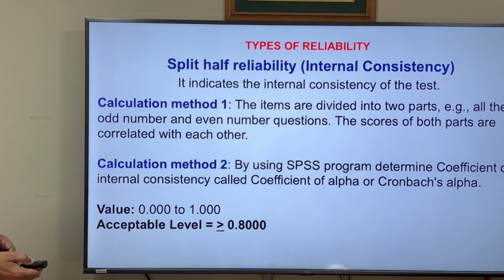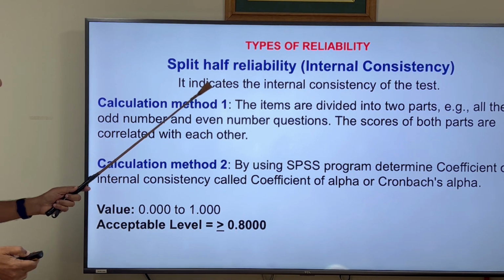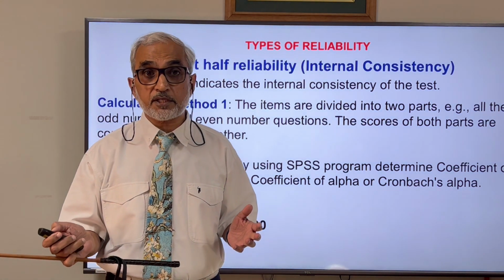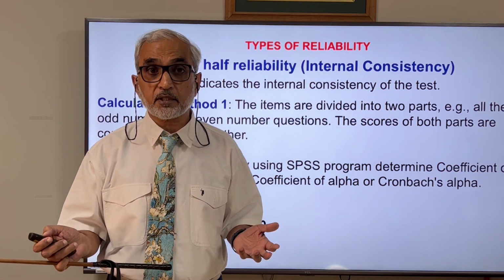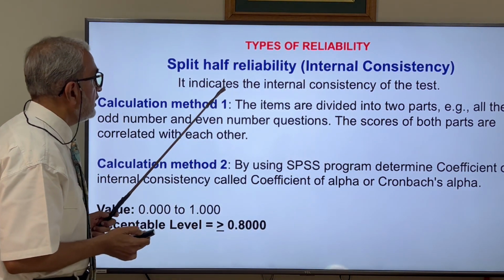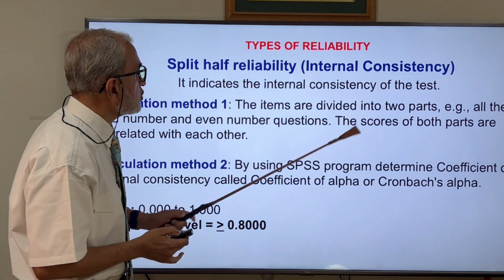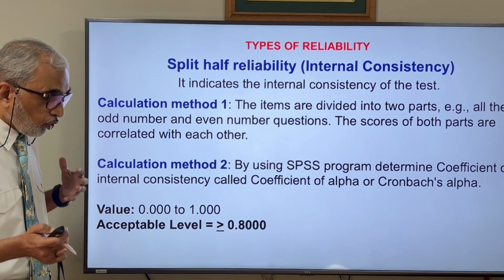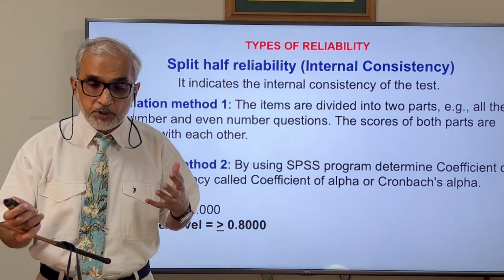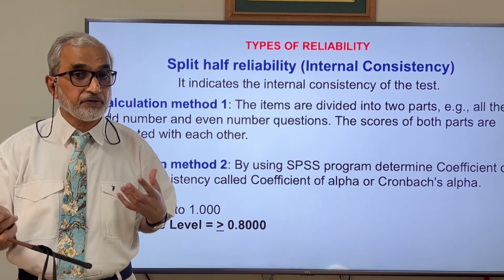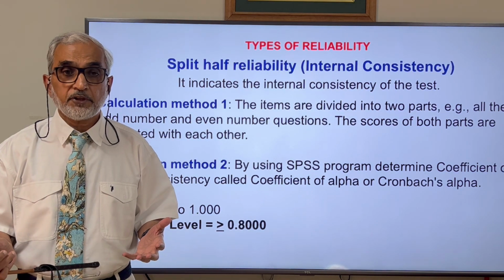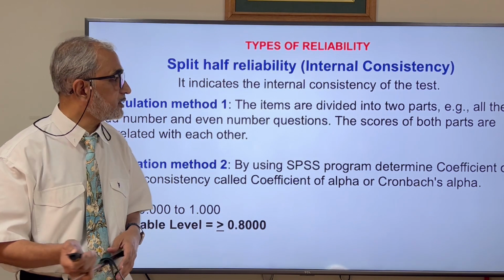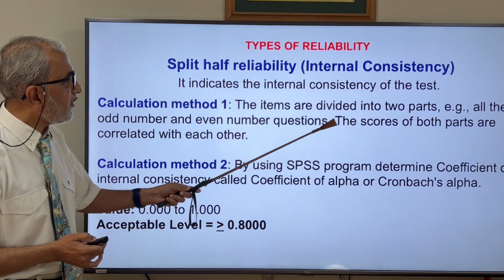Then there is a type of reliability which is split half reliability, which is also called internal consistency of the paper, internal consistency of the exam. It indicates the internal consistency of the test. Calculation method: the items, that is the questions, let's say if there are 50 or 100 questions, then we make 2 papers in which the sequence of questions is altered. The items are divided into 2 parts.